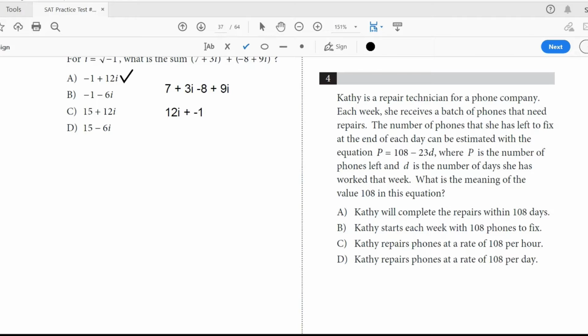Essentially, we have to look through the question and find out what each part of the equation means, and then we can narrow down and find out what this one means. P is the number of phones left, and 23 is how many she fixes per day. So this must be the total amount of phones that she has to start out with, as this is getting subtracted from it so that we get the number of phones left. The answer is automatically B.